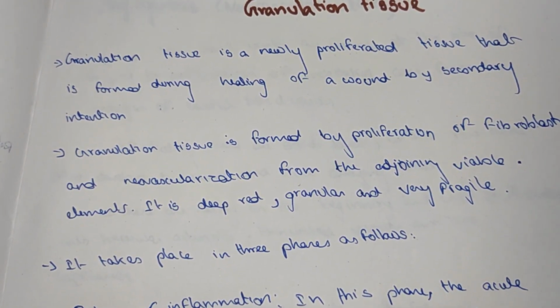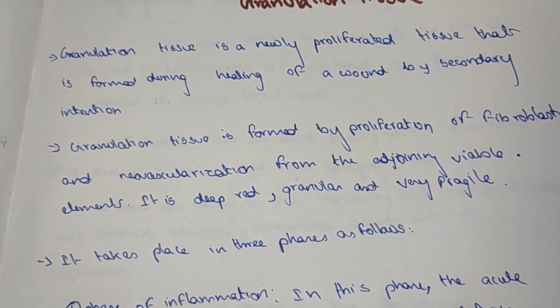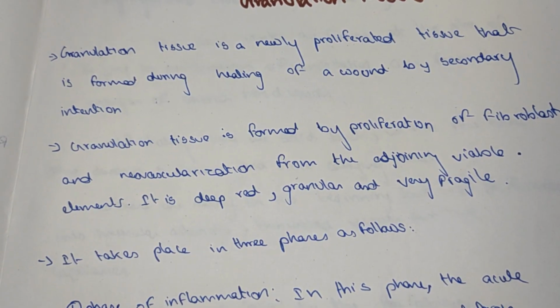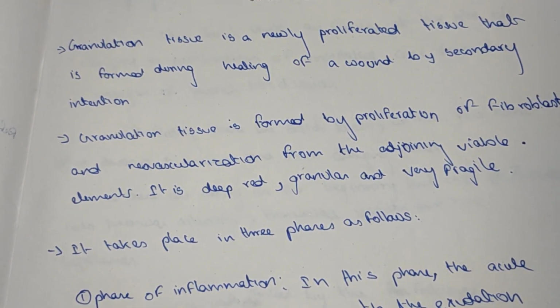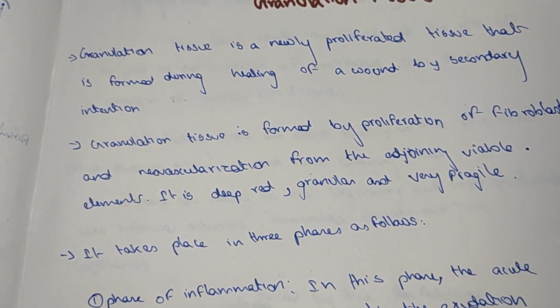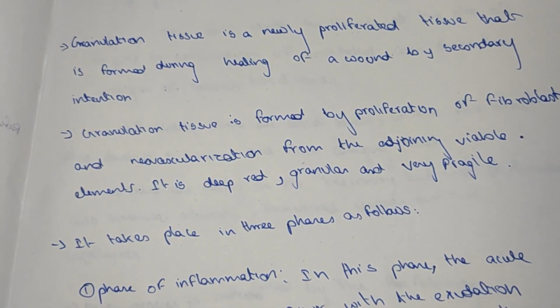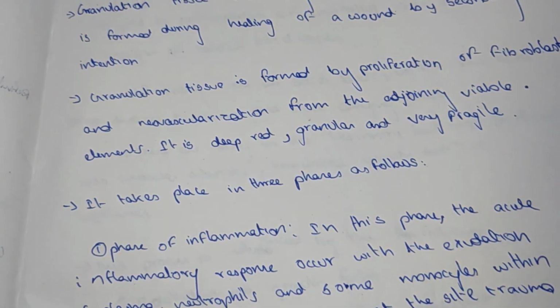Granulation tissue is formed by the proliferation of the fibroblasts and the neovascularization from the adjoining viable elements. It is deep red, granular and very fragile.